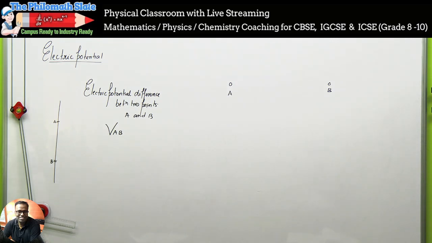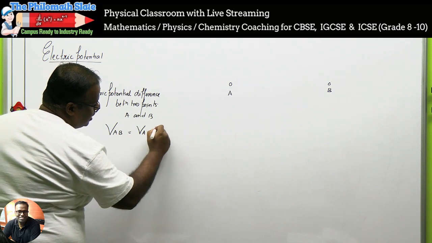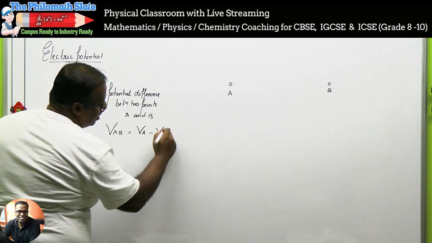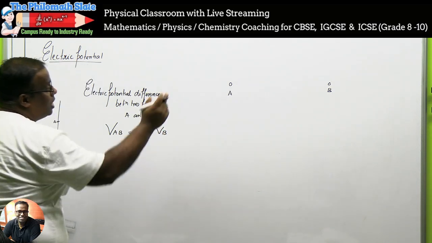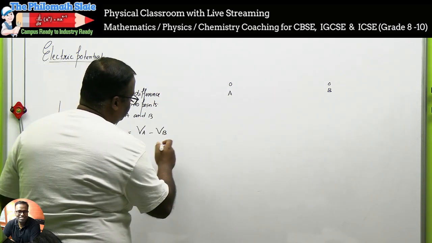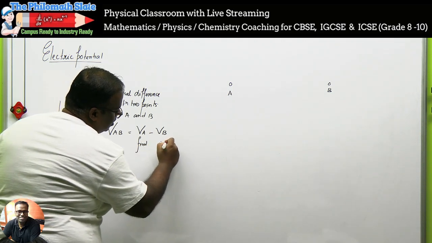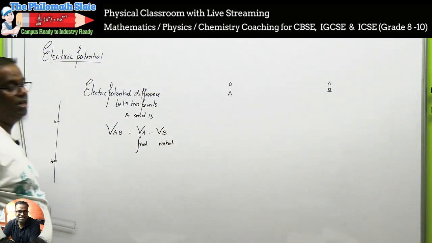ठीक है, और इसको हम कैसे लिखते हैं? VA माइनस VB. ऐसा क्यों लिखते हैं? क्योंकि हम चार्ज को मूव कराएंगे B से. B will be our initial spot. ठीक है ना? It is always final minus initial. Have you understood? Final minus initial.